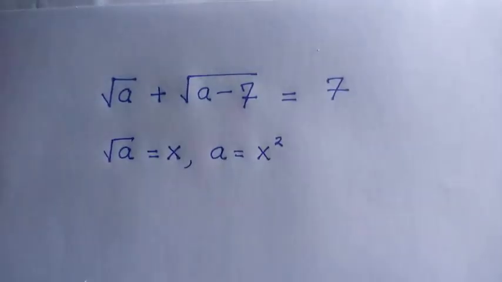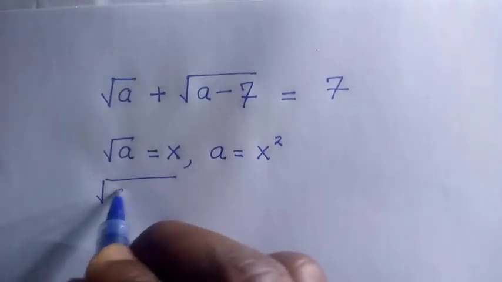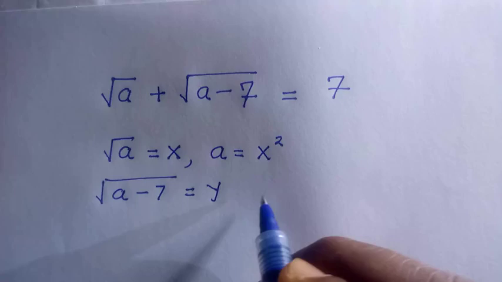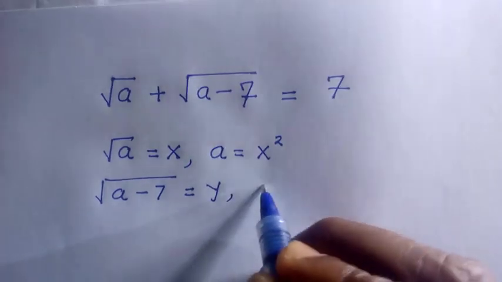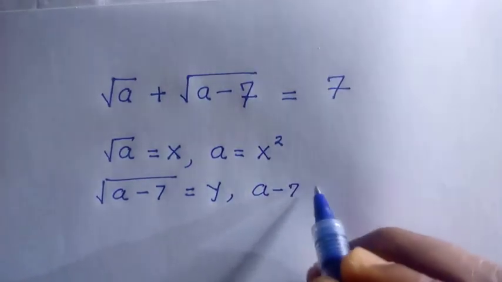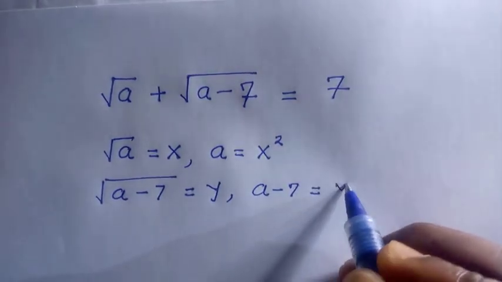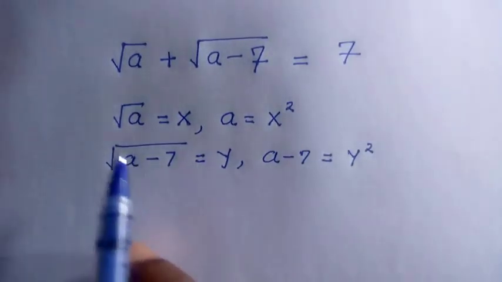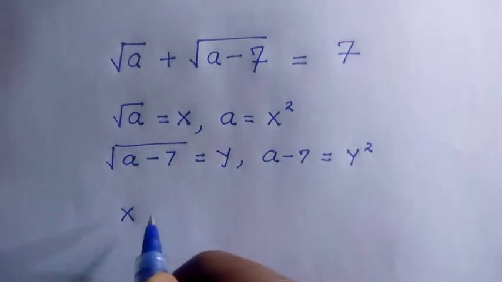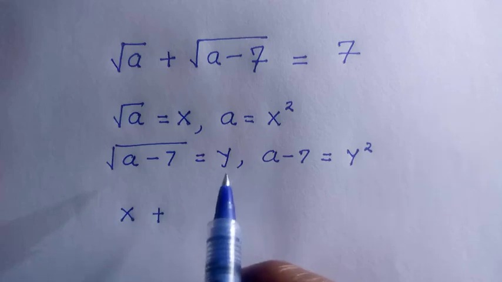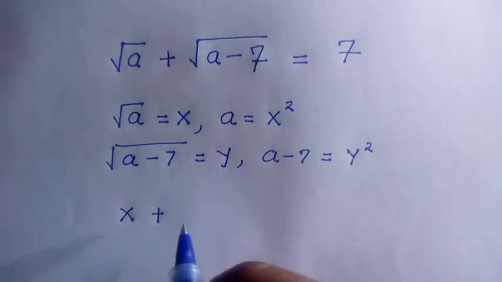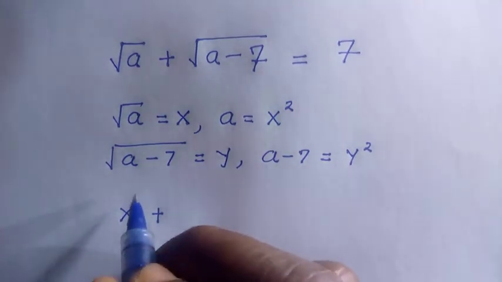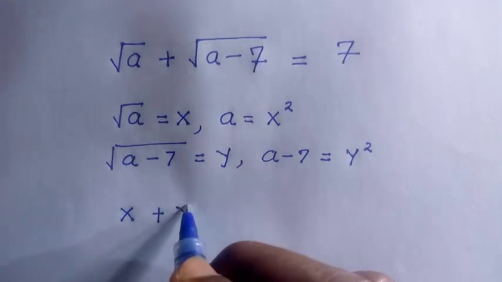And also, we let root a minus 7 equal y. Therefore, we have a minus 7 equals y squared. So let's try to replace it. At root a, we have x plus, similarly, we have root a minus 7. So we consider root a as x, and this is y.